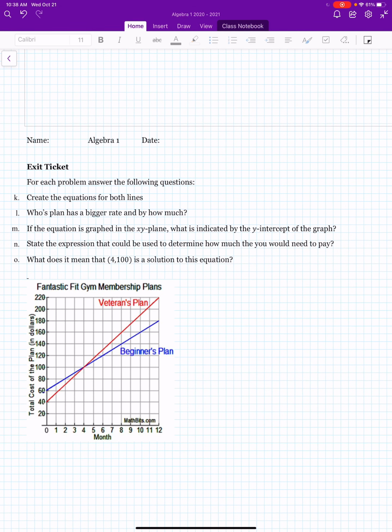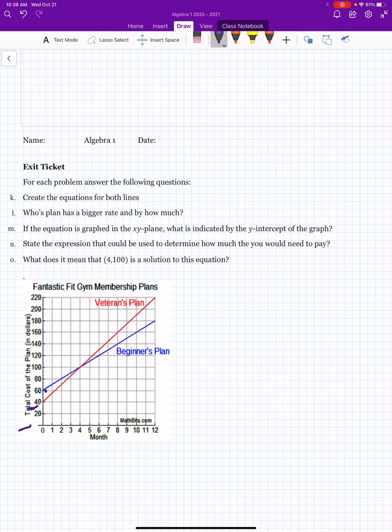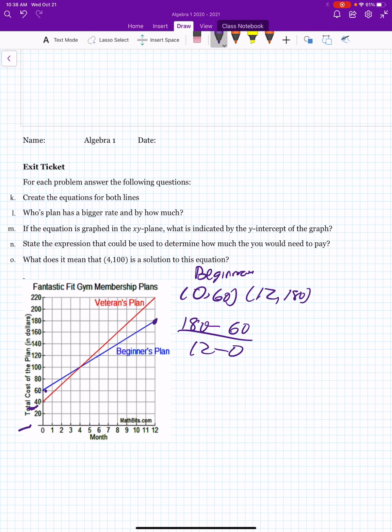All right, now let's go into the exit ticket. Create the equation of both lines. So let's see. We have the point right here for beginners, at (0, 60), and let's use this point, (12, 180). So 180 minus 60 over 12 minus 0, which equals 120 over 12, which equals 10. And knowing that the y-intercept is 60, y equals 10x, because that's the slope, plus 60, because that's the y-intercept.